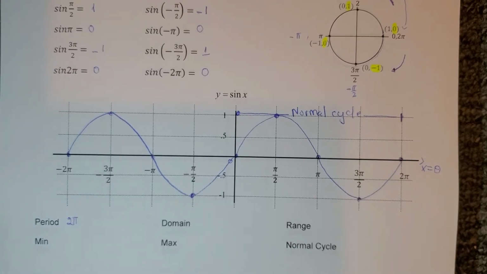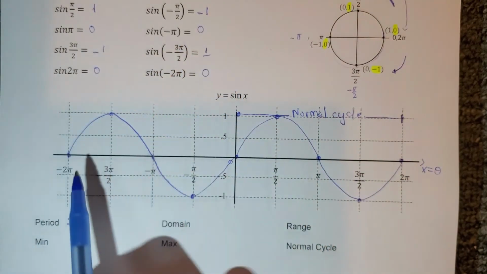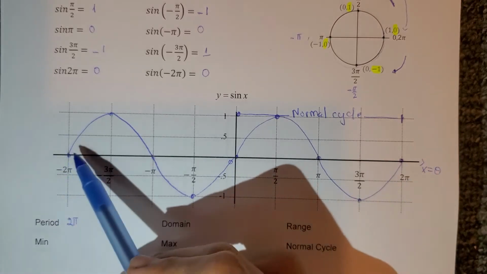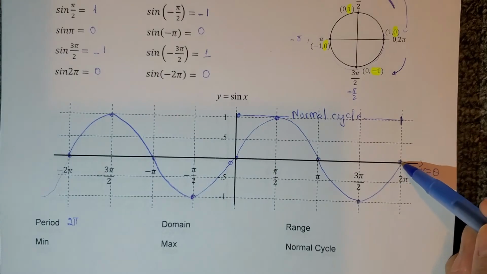All right, so the period here is 2 pi. How about the domain? Imagine if this one keeps going, you're going to graph another period. Oh, by the way, the whole thing here is 2 periods, okay? But we only talk about the normal cycle, just 1 period from 0 to 2 pi. So imagine this one keeps going like that.